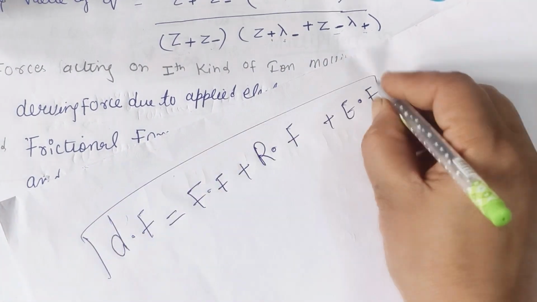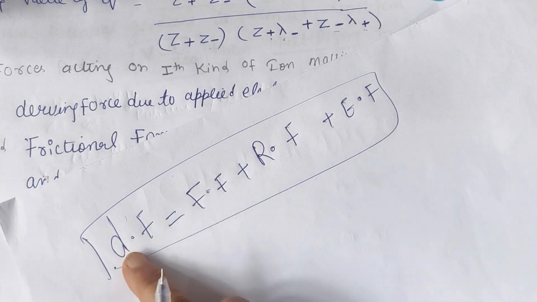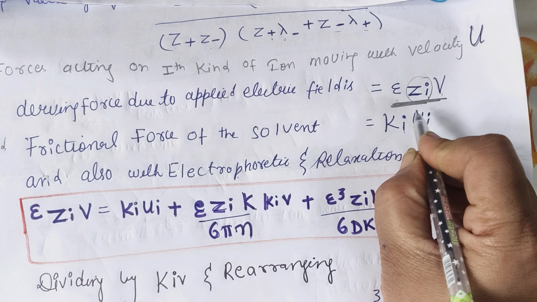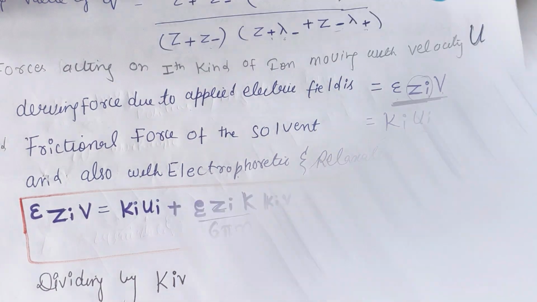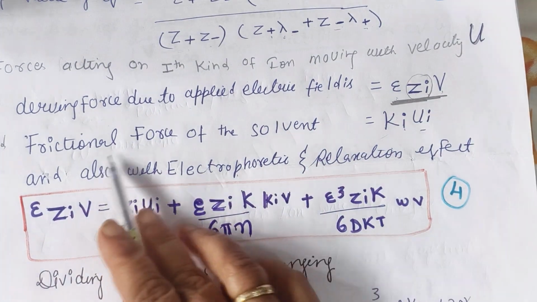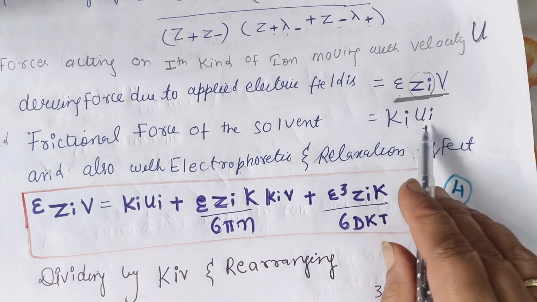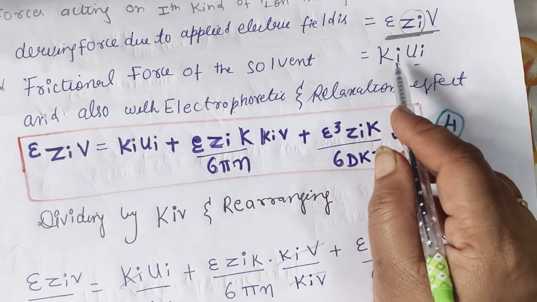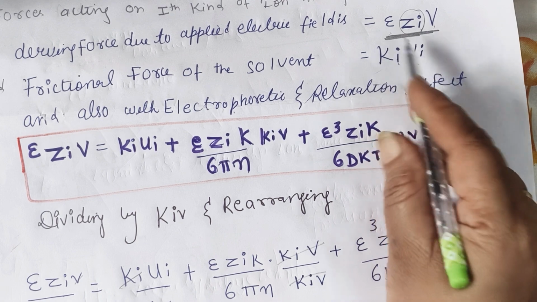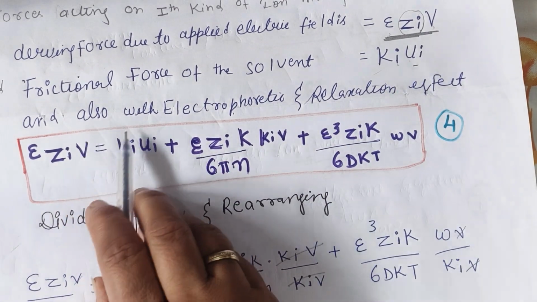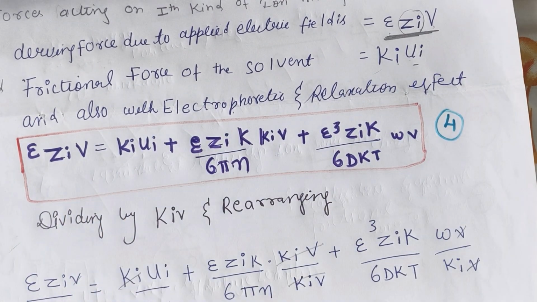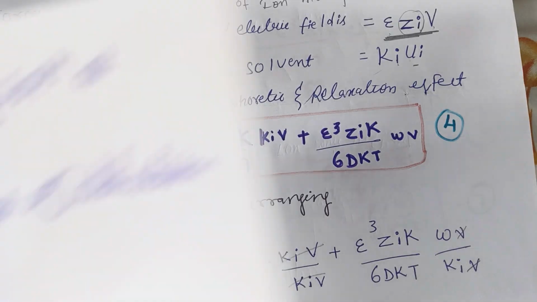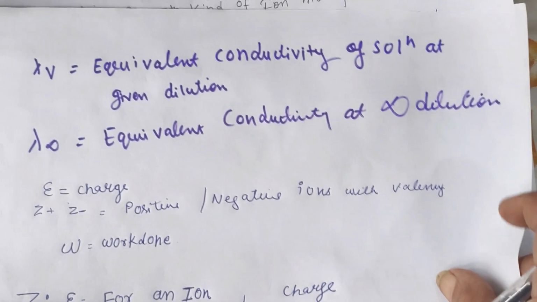You need these three in the starting. So what is our driving force due to the applied field? It is given by epsilon Zi V, which equals the frictional force of the solvent, Ki Ui, where Ui is the velocity of the ions and Ki is the frictional coefficient, also with the electrophoretic and the relaxation effect. So students, you can write down these terms because they will come again and again.